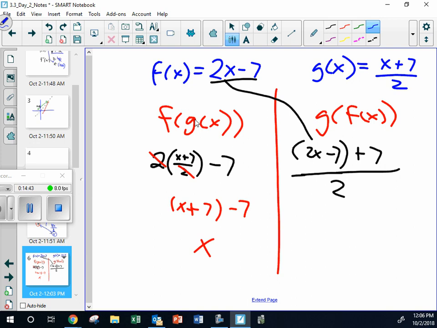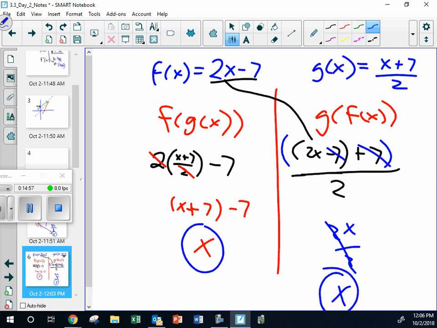Do the top part, because there's an imaginary parentheses right there. Implied is the better word. Implied parentheses right there. Therefore, the top gets done first. Those cancel. 2x over 2. Final answer, x. Both sides came out to x. Therefore, f of g of x was equal to g of f of x, and they were both equal to x.